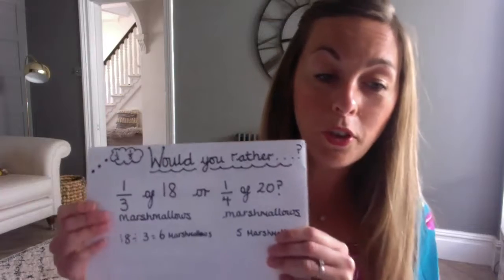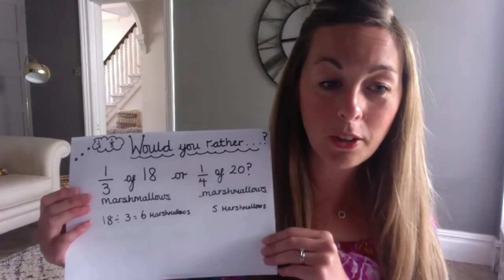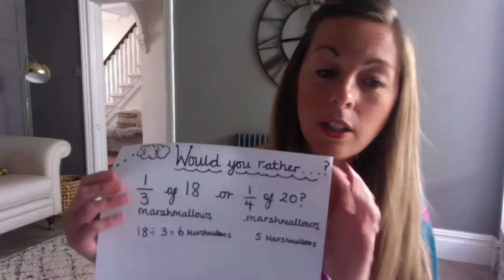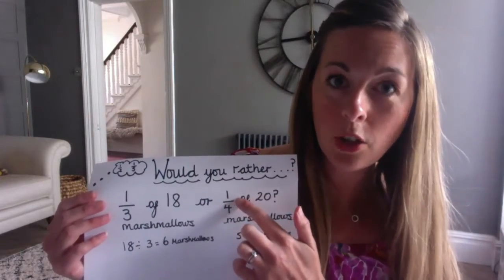Whereas 1/4 of 20 is only going to give me 5 marshmallows. So I would prefer to have 1/3 of 18 marshmallows. Okay, moving on. So sometimes when we're looking at finding fractions of quantities, the numerator, that's the number at the top of the fraction, isn't always 1.